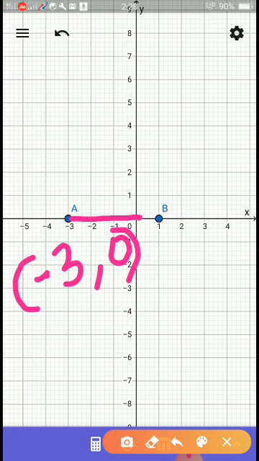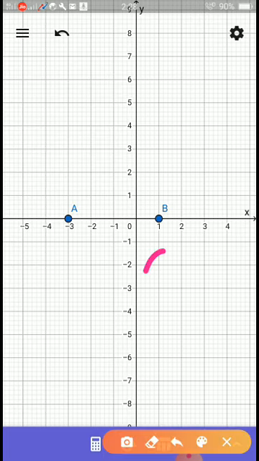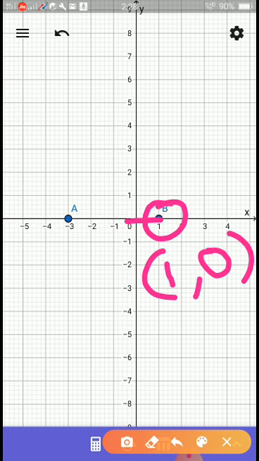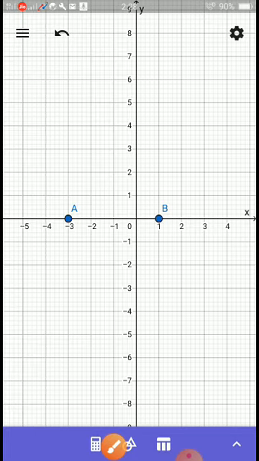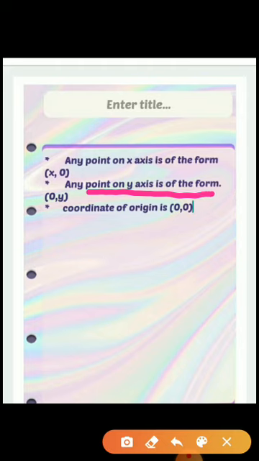Clear? Similarly, point B is on the x-axis again. So here this point is 1, and since it is on the x-axis your y is 0. That means point B coordinates are (1, 0). 1 is your abscissa, 0 is the ordinate. Clear? Similarly, we had seen that any point on the y-axis is of the form (0, y).